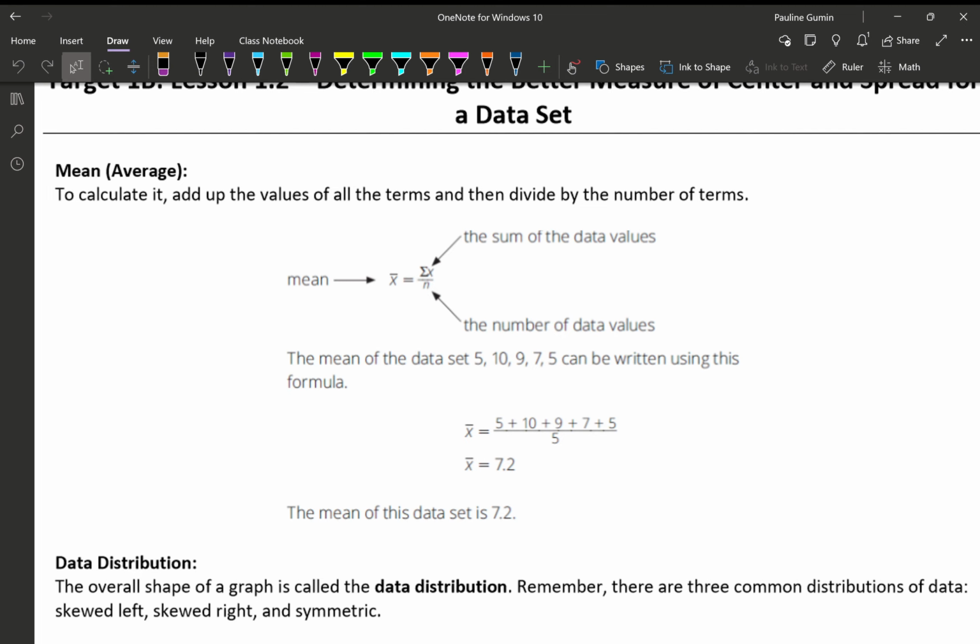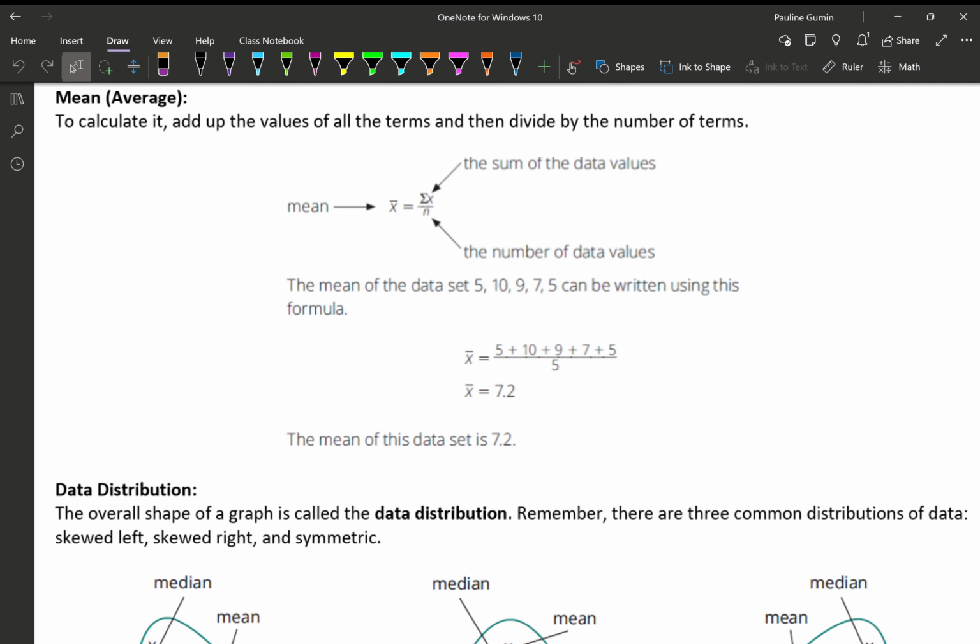So once again, let's talk about the mean. We had written down a sentence that we add the numbers, and then divide by the number of numbers. And here's a very official math way of doing it. So this is in math language. In math language, the mean is represented with an X with a little line above it. I like to call it a little top hat. And what that means is we add the data values, so we add the numbers, then we divide it by the number of data values, so the number of numbers. Exactly what we did. And here's a little example of a little data set where we added 5, 10, 9, 7, and 5, and then we divided by 5. And we got an average, a mean of 7.2.